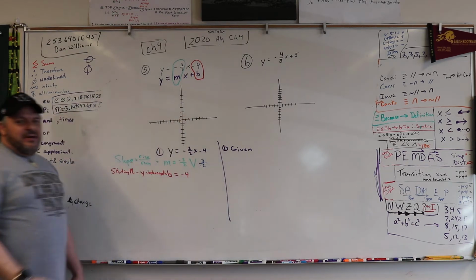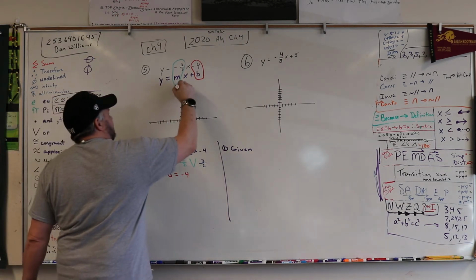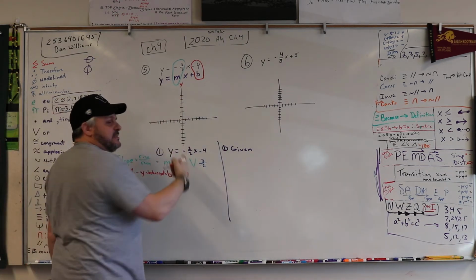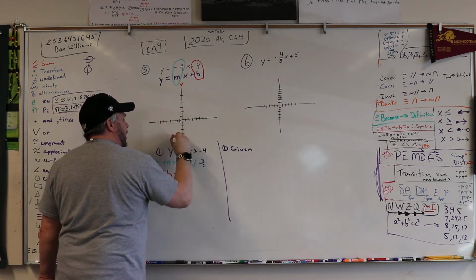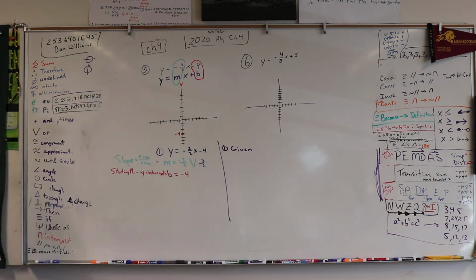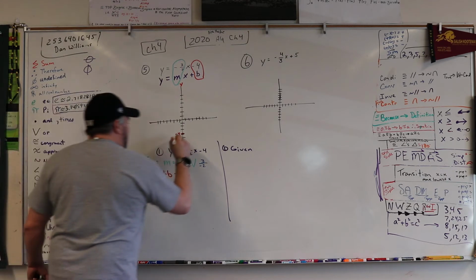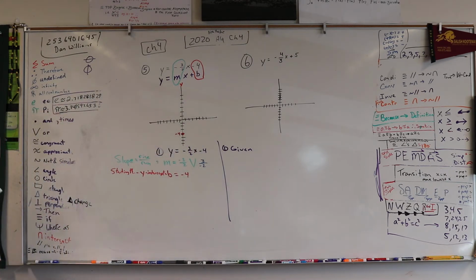So where's b on here? Negative 4. How do I plot that? Down. Yeah. So this is your y-axis. We go down from here, down 1, 2, 3, 4. That is negative 4. Okay. So put in your dot right there at negative 4. Okay. And then what? From that point, where are we going?